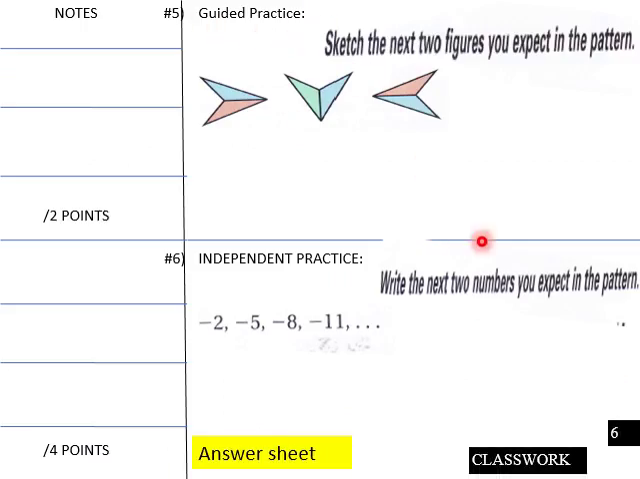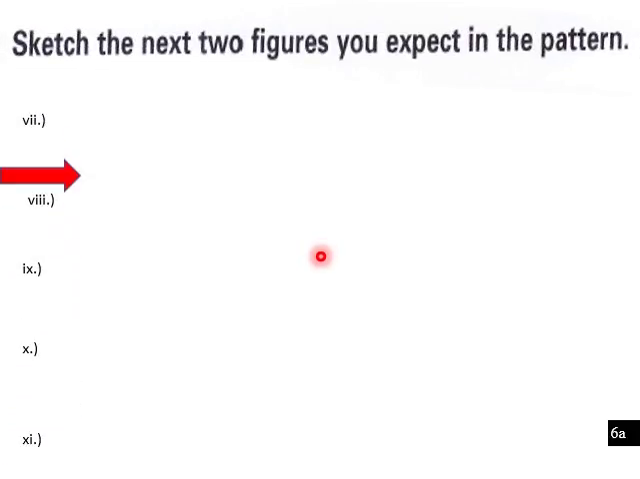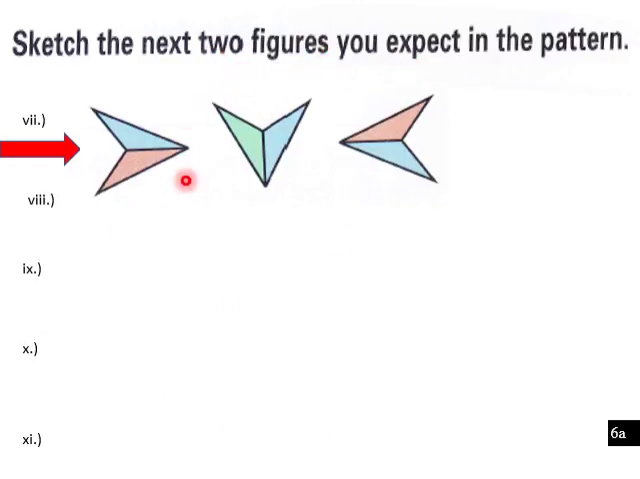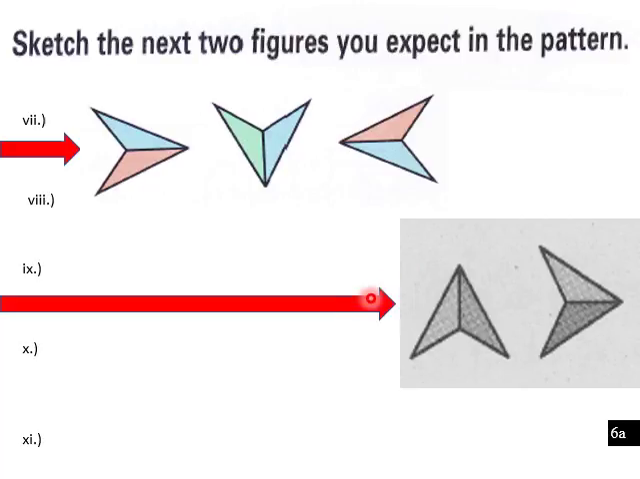Okay, here's our guided practice here, page 6 on your sheets, students. Sketch the next 2 figures you expect, and then down here, write the next 2 numbers you expect in this pattern here. That's your independent practice, students. So sketch the next 2 figures here in this pattern. So here they are. We're moving, how are we moving? We're moving like this. So it's moving at a quarter turn for each progression here. So the next progression from here is back up to the top, and then back to the 3 o'clock position here with this pointed object.